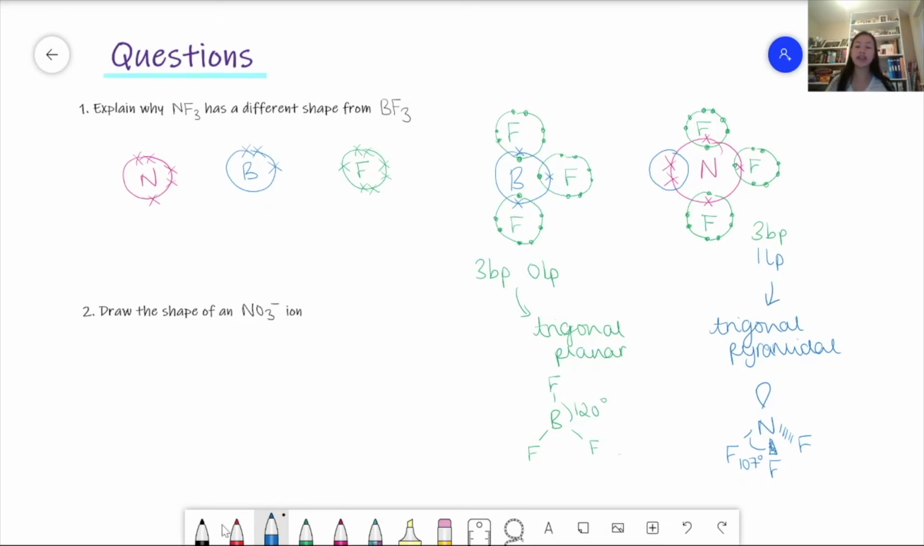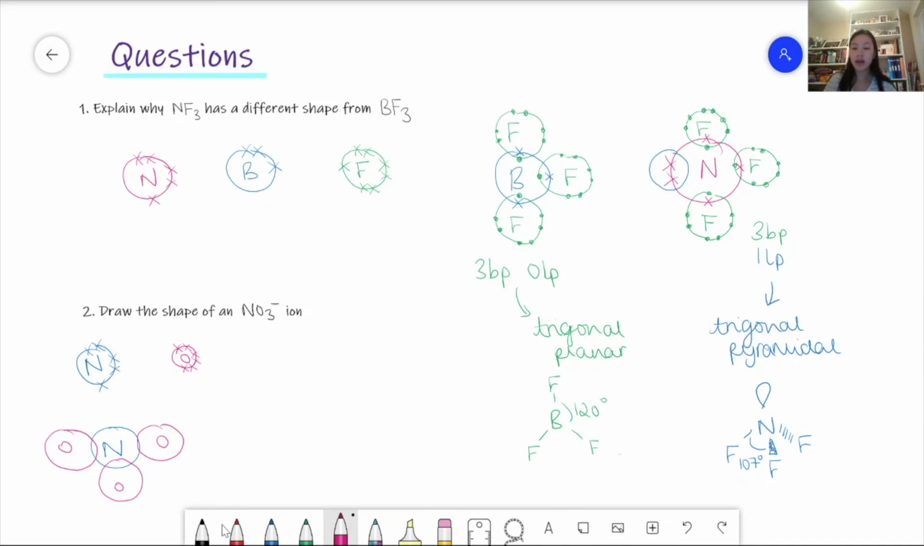So for number 2, draw the shape of an NO3- ion. So there's a nitrogen, so that's in group 5, so it has 5 electrons in the outer shell, and then oxygen, which has 6. So if we bonded 3 of these oxygens to a nitrogen, we'd have something that looks like this. Nitrogen, and then an oxygen here, another oxygen, and an oxygen here.